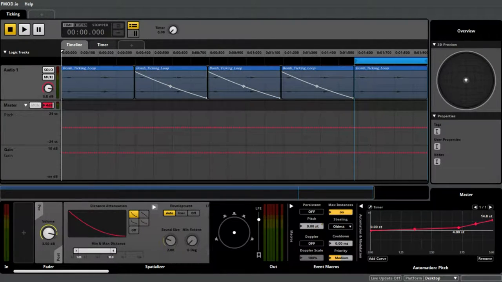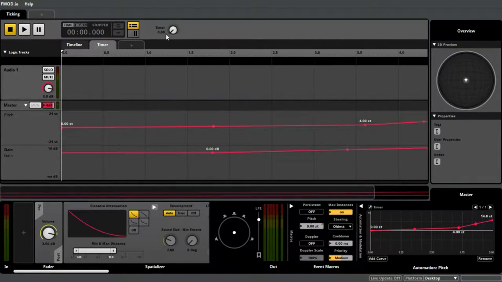This event also has a parameter named timer, and it's tied to the last 5 seconds of the bomb. Increasing the parameter's number increases the pitch and volume through automation.